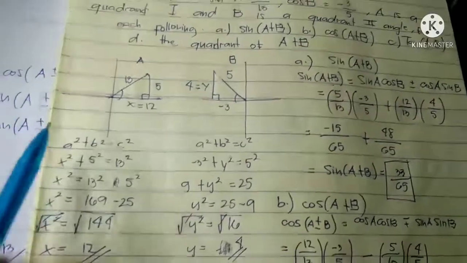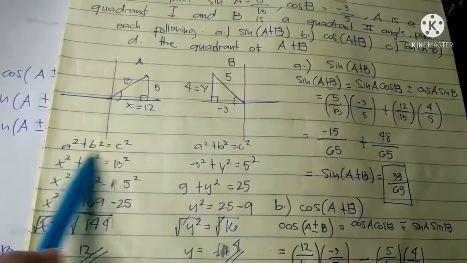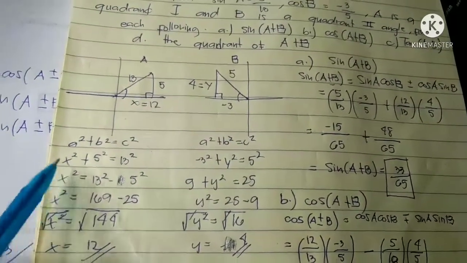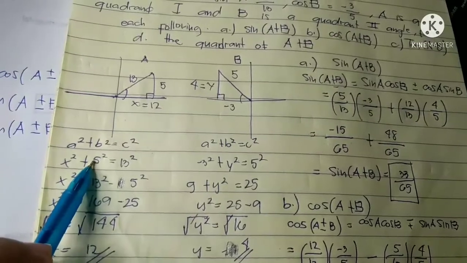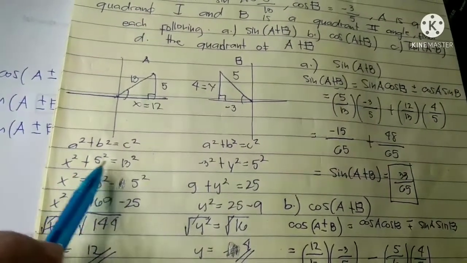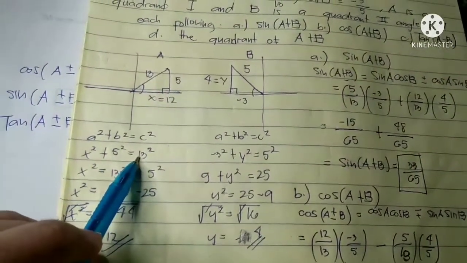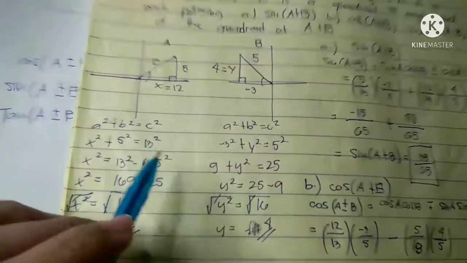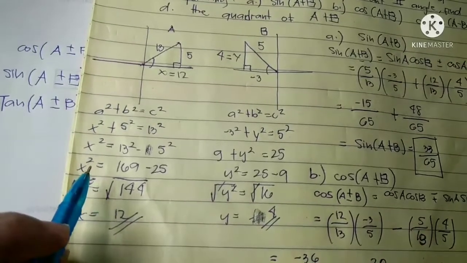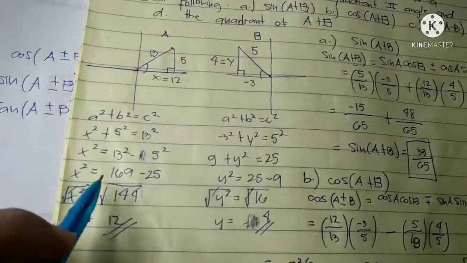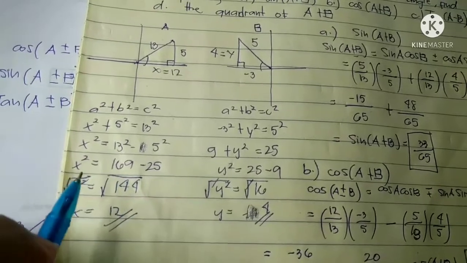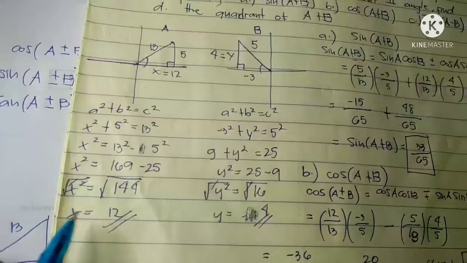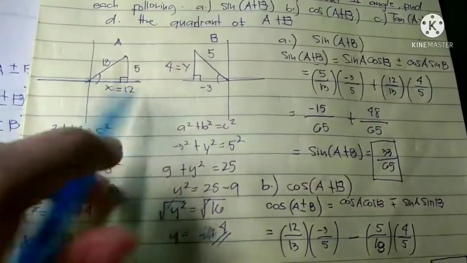To find this side, we use this formula, that a squared plus b squared equals c squared. Our a is unknown, so x squared plus 5 squared is our opposite, and our hypotenuse is 13 squared. Then x squared is equal to 13 squared minus 5 squared, and we will get x squared equals 169 minus 25. Then we will get 144, then square both sides, and we will get x is equal to 12. So now we have our x.